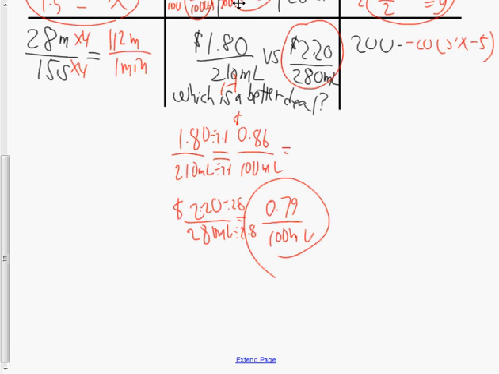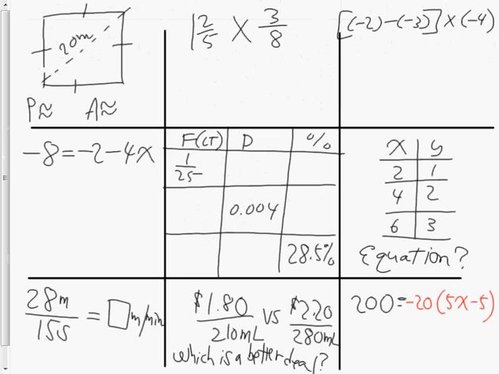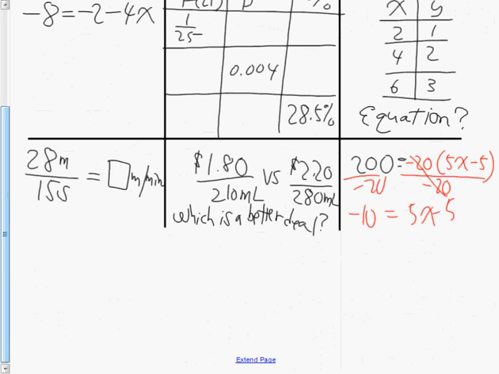And finally, the last one. I better get a new one so I can see it better. What I'm going to do here is first, I'm going to divide both sides by negative 20, because I don't want negative 20 groups of it. I want one group. So 5x minus 5 is equal to negative 10. I'm then going to simply add 5 to both sides. I get 5x equals negative 5. And then divide both sides by my coefficient to get x equals negative 1.